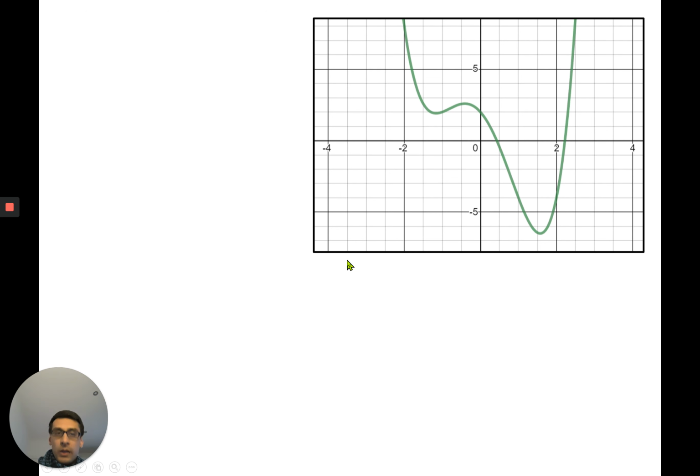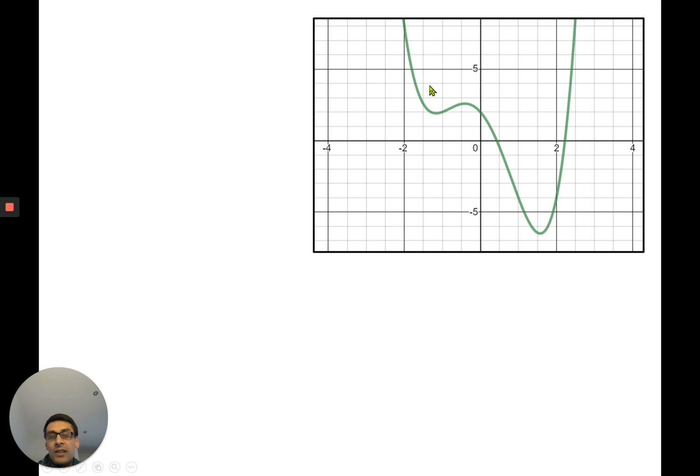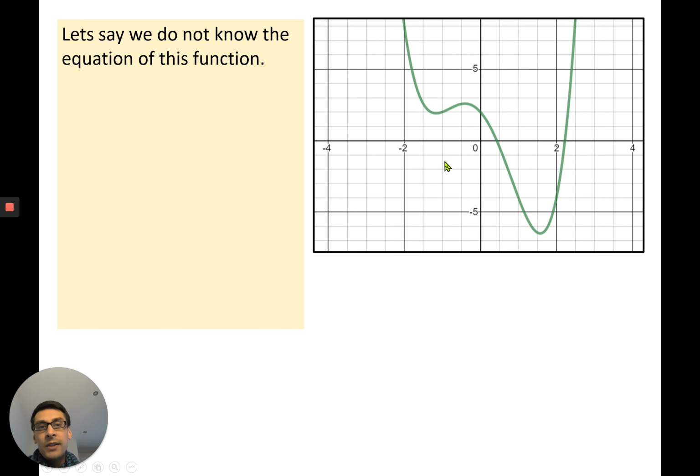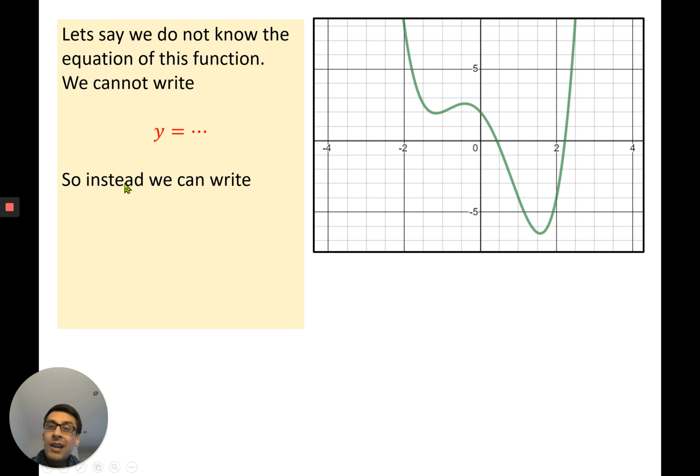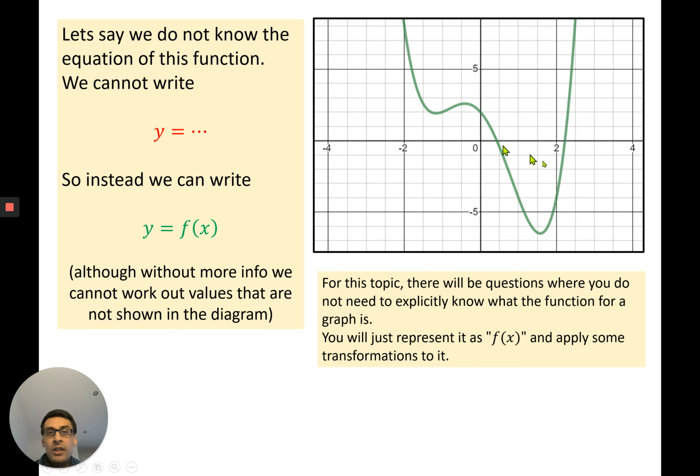So here I said you can represent an equation as y equals f of x. The reason you might do that is because the equation of the graph itself might not be given. So you just have to represent a generic function. So here, let's say we don't know the equation of this function, and we don't. We can't write y is equal to x cubed plus 3x plus 1 because we don't know what the equation actually is. So instead, we can just write y equals f of x. And that's going to be acceptable from now because we're going to look at quite tricky graphs like this one here. And we can't really work out more about this graph unless we're given more information, but we're not ever going to need to do that at GCSE. So for this topic, you're just going to represent it as f of x.